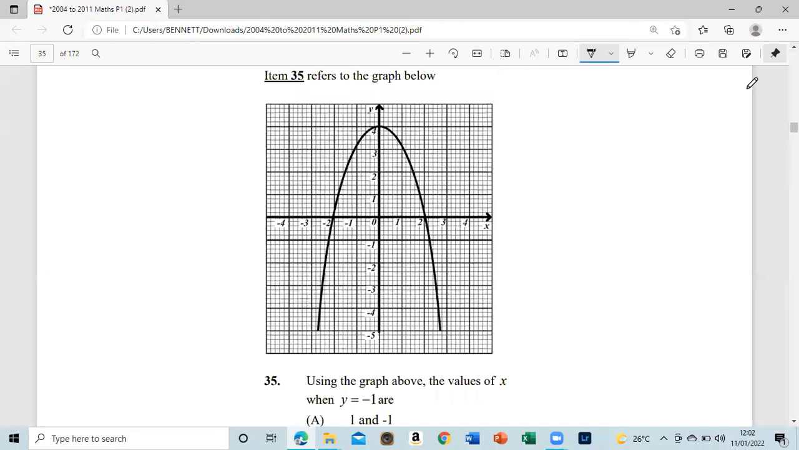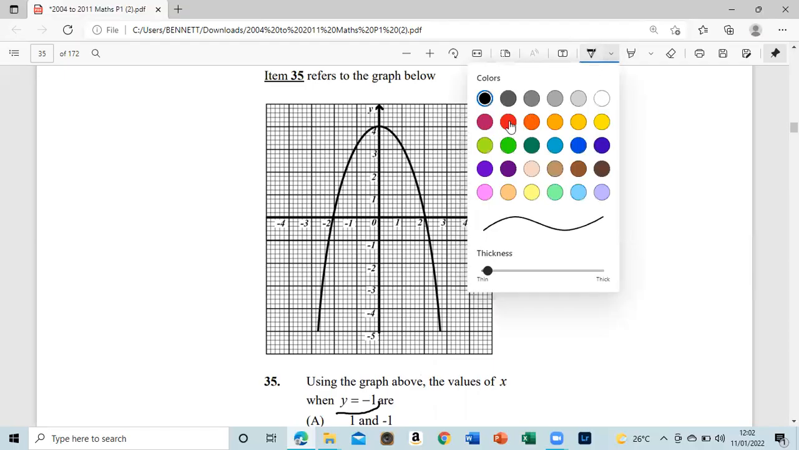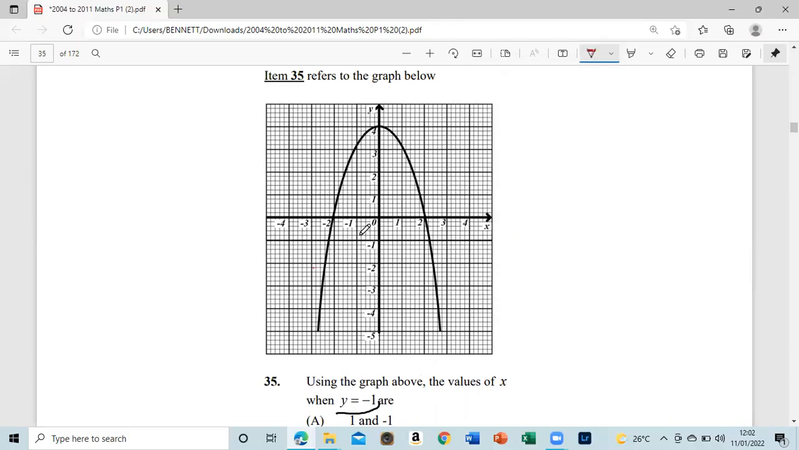All right, using the graph above, find the values of x when y equals -1. So y equals -1 is the line right here. Let me get a different color to highlight it. Y is -1, so what we're looking for is right here and right here. I go with 2, I go with 2.2, all right?